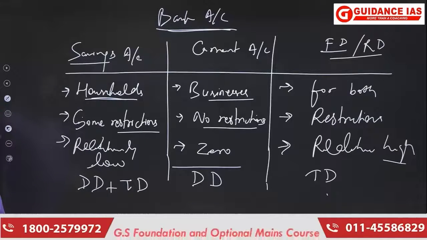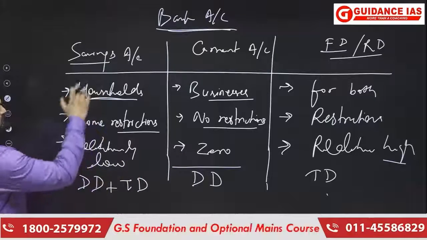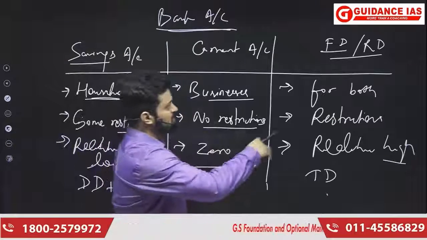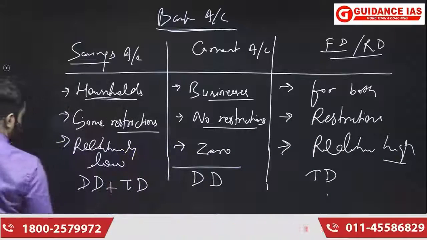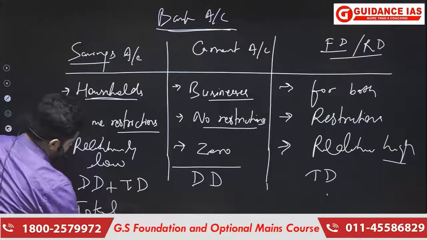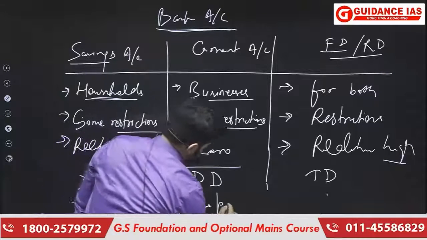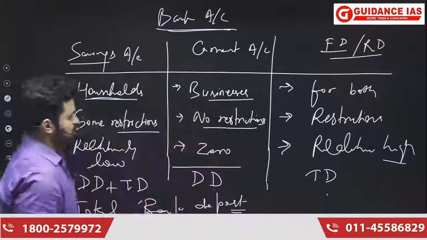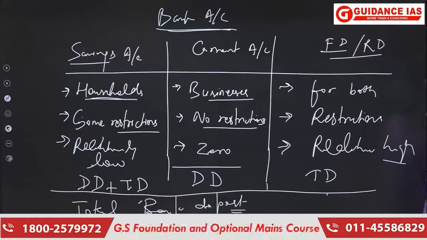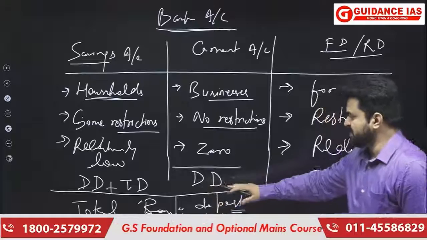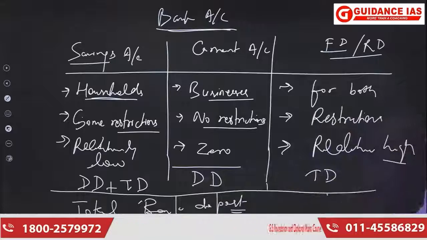Now, if I add up the demand and time deposits of savings accounts, the demand deposits of current accounts, and the time deposits of FD and RD, don't you think I get the total bank deposits? Yes, total bank deposits. Getting it? This is DD plus TD, plus DD, plus TD.